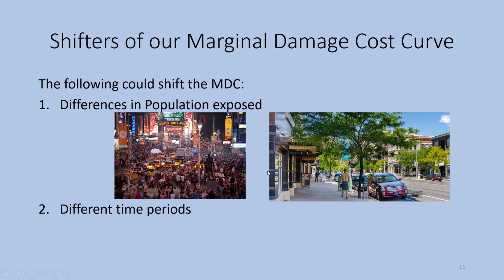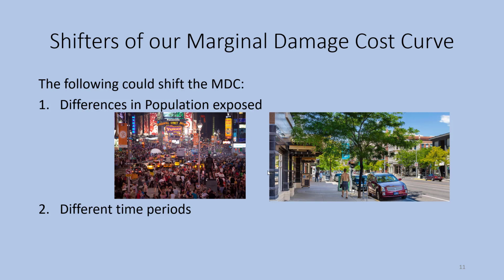Another thing is different time periods. So the same level of emissions at two different times could yield substantially different levels of damage depending on, again, the natural environment. For example, there are certain temperature inversions that could trap the pollutant over a city and produce a relatively high level of ambient concentration compared to when the pollution is allowed to be blown downwind and out of the area.